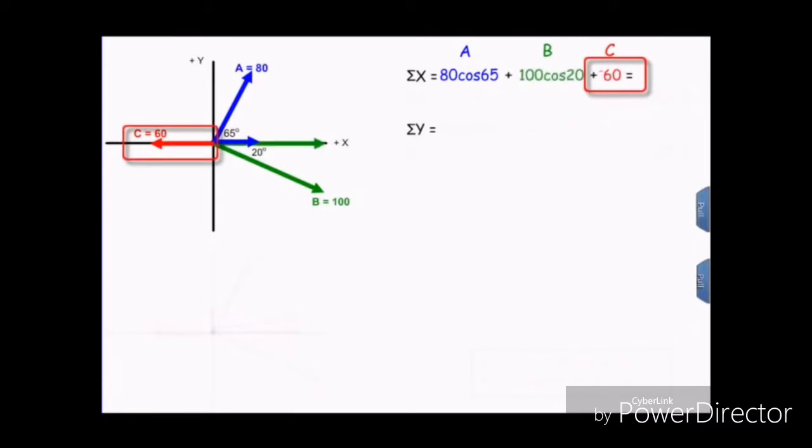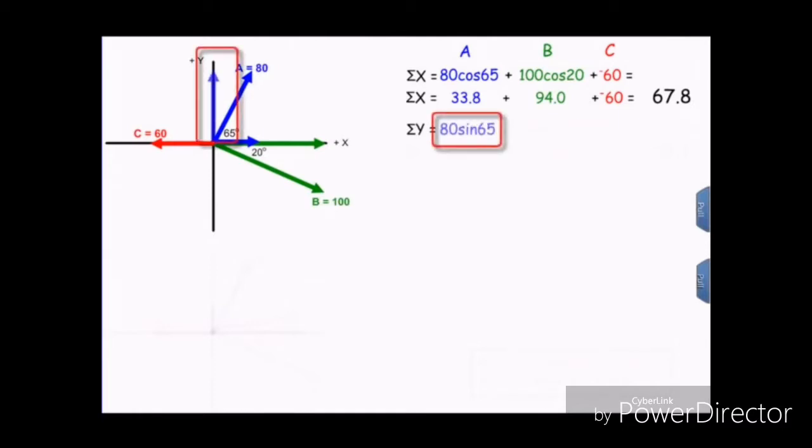Now if you're not comfortable with the trigonometry, we can come up with these values as I have right across the top. Don't get stressed out. I'll show you on the next page where you can calculate these values out to the side and then plug them into this table, and it will look just like this row here where I've done the calculations. Sum of the x components is equal to 33.8 plus 94 minus 60. That gives us a value of 67.8. We'll do the same thing to the y components now. The y component of vector A is 80 sine 65.